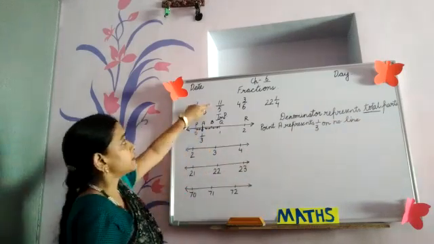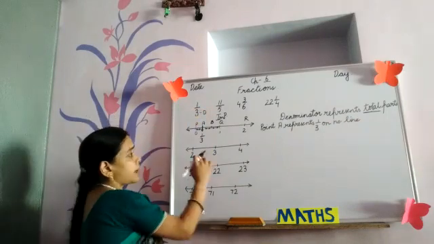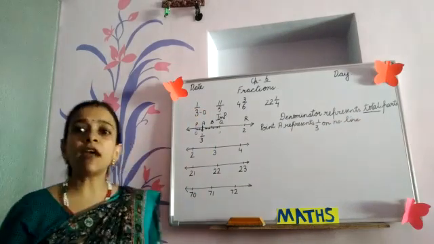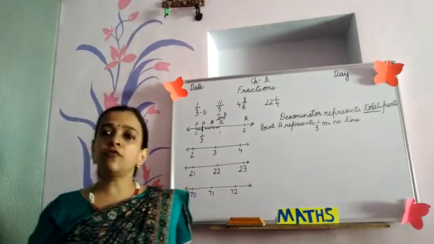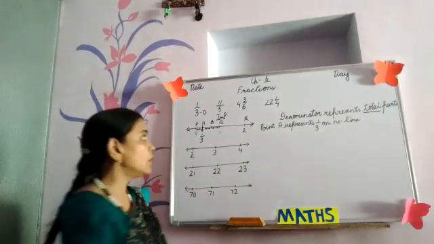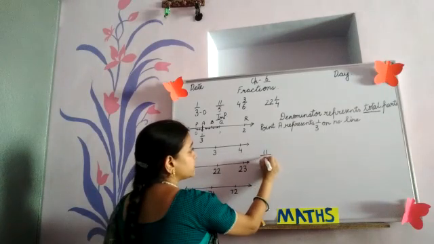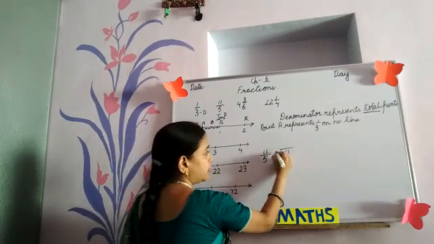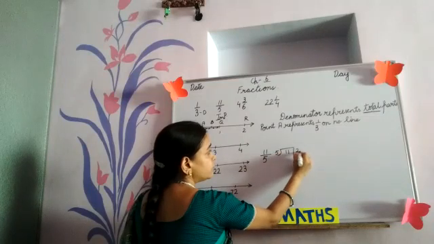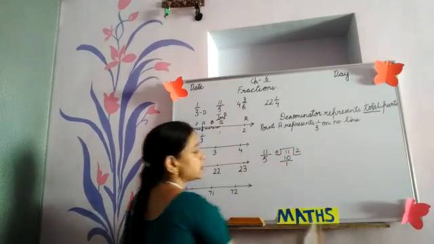Now, how we represent the improper fraction? If we have any improper fraction, then we have to convert it into mixed fraction and then we will represent it on number line. So, let us convert it into mixed fraction. To convert it into mixed fraction, we have to divide 11 by 5. 5 2s are 10 and remainder is 1.